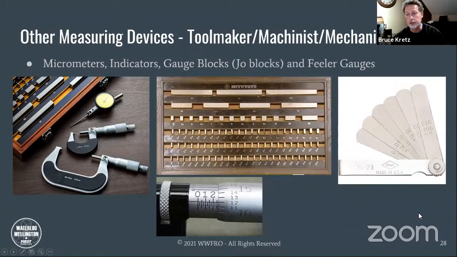Finally, feeler gauges, a handy mechanics tool, and these are thin blades of metal that have very accurate dimensions ground into them. So here, this one is 0.016 inch or 0.406 millimeters. You can stack some of these together to create a specific thickness. And these are commonly used to gap spark plugs or check other gaps where you need something very accurate.